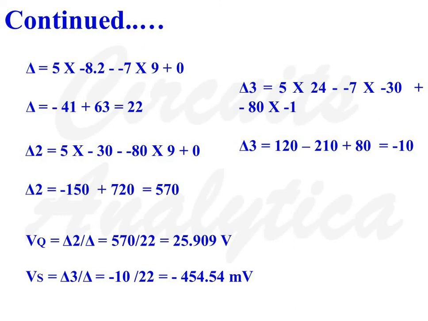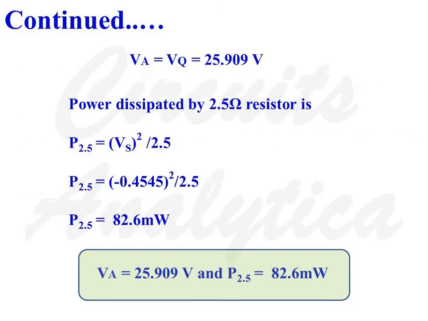So we will get delta is equal to 22, delta 2 is equal to 570 and delta 3 is equal to minus 10. Vq is equal to delta 2 by delta, that is equal to 25.909 volt, and Vs is equal to delta 3 by delta, that is equal to minus 454.54 millivolt. So we are asked to find Va. Va is equal to Vq is equal to 25.909 volt.